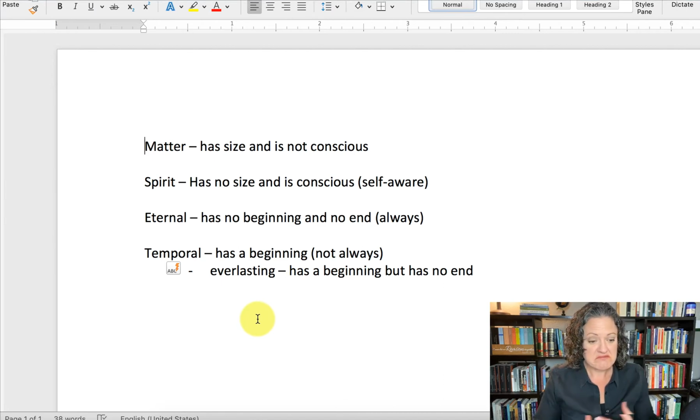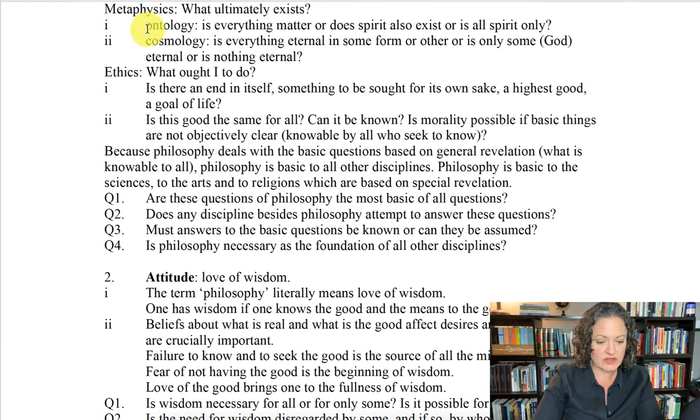Some things, maybe like this pencil, had a beginning, and I'm thinking it's going to have an end. Okay, those are terms that are related to what we're talking about in ontology. So if you go back to the handout, ontology is asking, is everything matter, having size? Or does spirit, something with no size and consciousness, also exist? Or is all spirit only? So remember, we're asking the question, what ultimately exists? Where did everything come from? What is the rock bottom nature of reality?